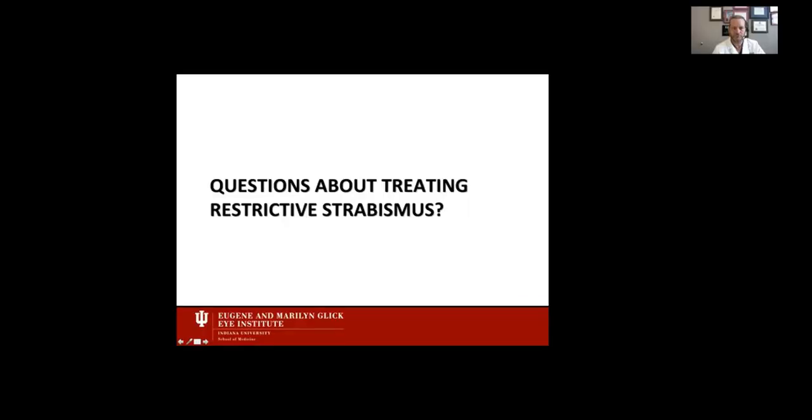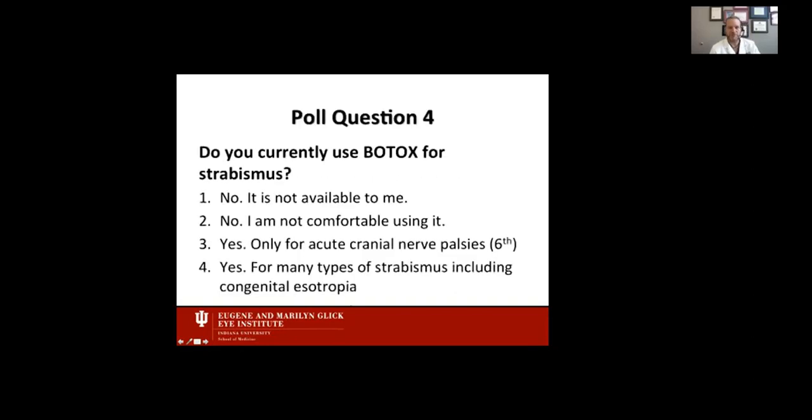All right, we'll go back to our discussion here. 6th nerve palsies. So we want to get through 6th nerve palsies. We want to get through 3rd nerve palsies, BOTOX, and adjustable sutures. So we still have a lot of fun ahead.